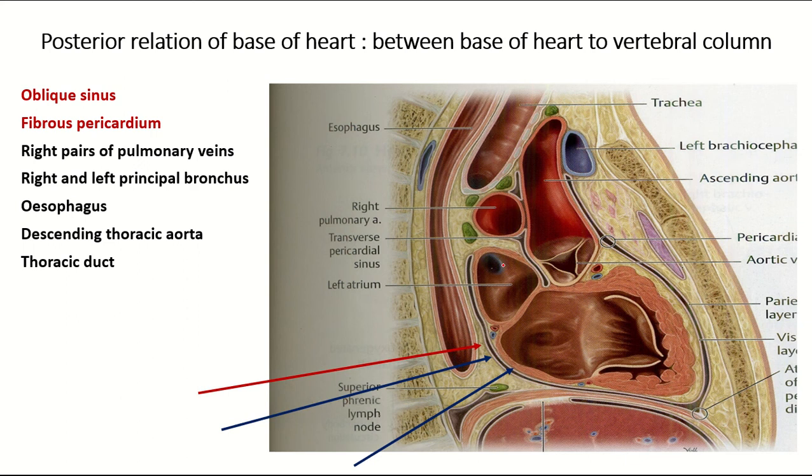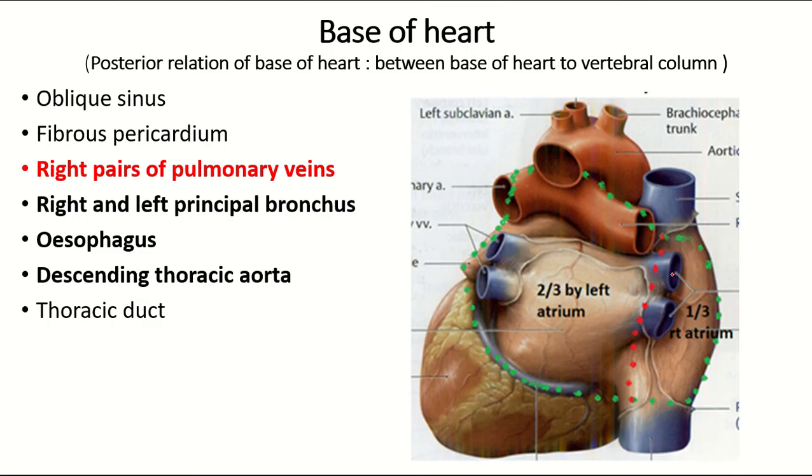So just behind the base of the heart, this is the visceral pericardium, this is the parietal pericardium, and there is a pouch-like structure present here. This is known as the oblique sinus, and behind the oblique sinus this is the fibrous pericardium. The base of the heart is also related to the right pair of the pulmonary veins. This is the pulmonary vein.